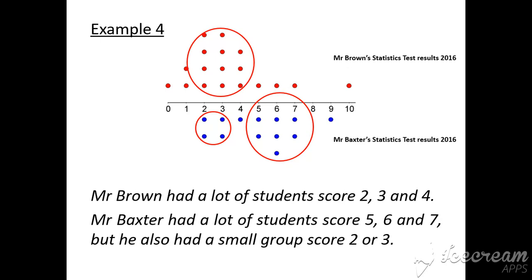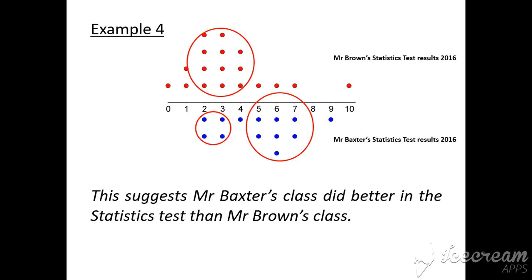Right, here's a statement you might have seen or you might choose to make. Mr. Brown had a lot of students who scored 2, 3 and 4. Mr. Baxter had a lot of students who scored 5, 6 and 7. He also had a few students score 2 and 3. Now I'm going to suggest that possibly means Mr. Baxter's class did better in the statistics test than Mr. Brown's class. Most of his students scored in the 5, 6 and 7s, and Mr. Brown's class were in the 2s, 3s and 4s.